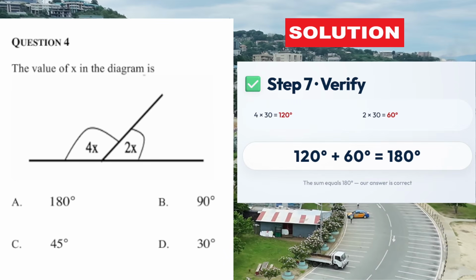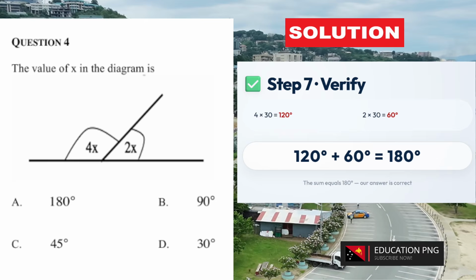Step 7. Let's verify. If x is 30, then the left angle is 4 times 30, which is 120 degrees. The right angle is 2 times 30, which is 60 degrees. Now add them. 120 plus 60 equals 180 degrees. That matches the straight line rule. Our answer checks out.